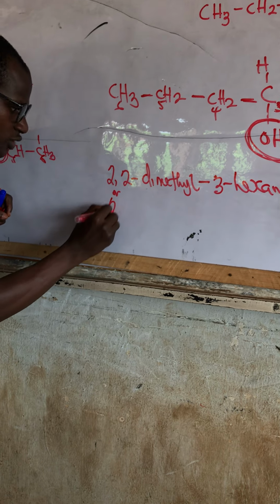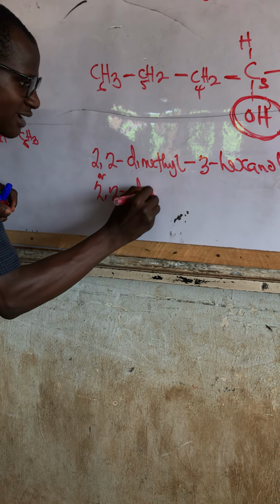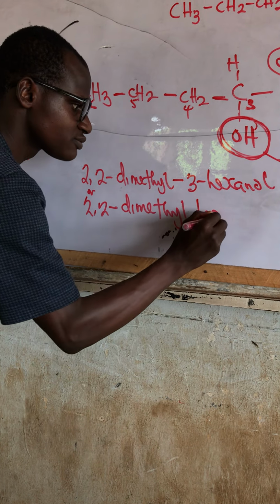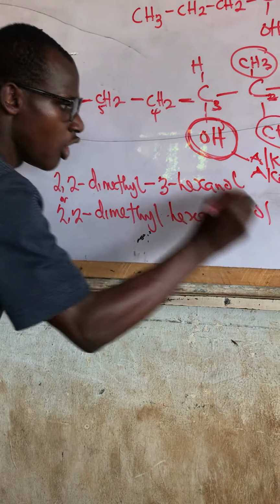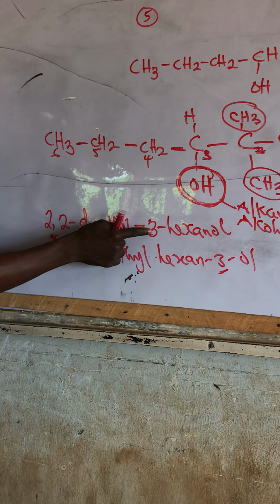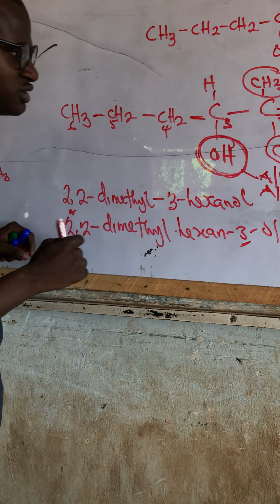Or we can say 2,2-dimethylhexan-3-ol. Why is this 3 here? Because our OH is on carbon number 3. 3-hexanol means that the OH is on carbon number 3.